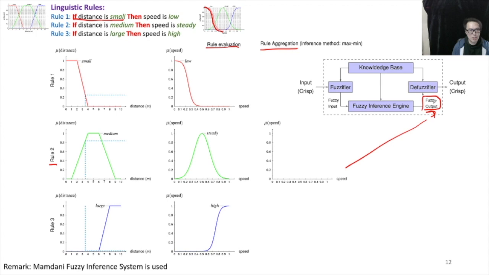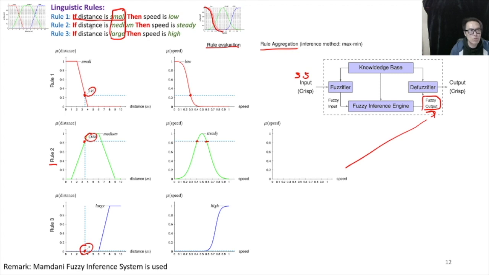Assume that we have the input of 3.5 meters. I draw a vertical line right here to cut across the small, medium, and large membership functions in each rule. We come up with the intercepts right here, which tell you how much it belongs to small, medium, and large. Then I draw a vertical line extended to the output membership function, and we have the intercept at this point as well as right here. That is the rule evaluation: these three numbers tell how much it belongs to rule one, rule two, and rule three.